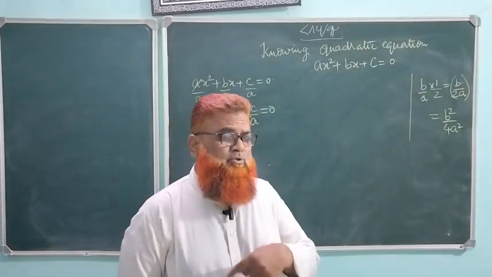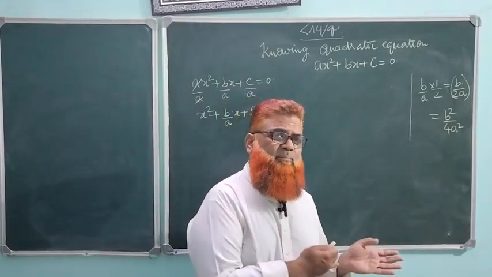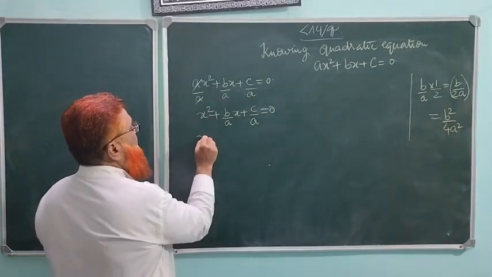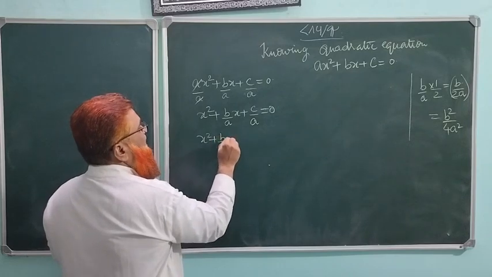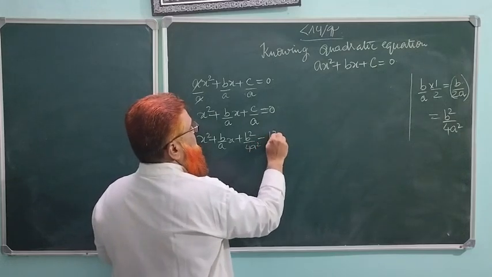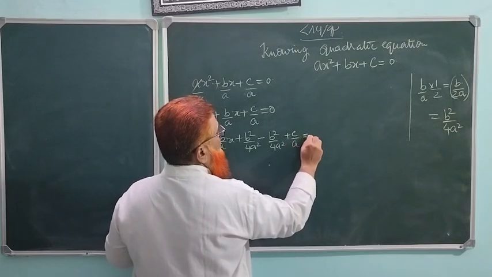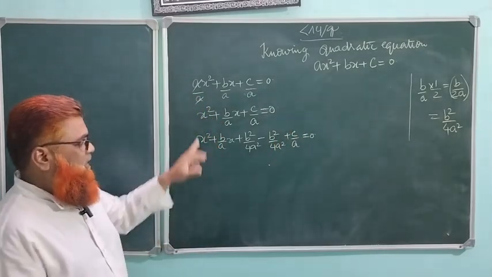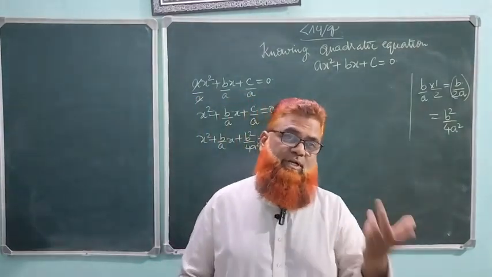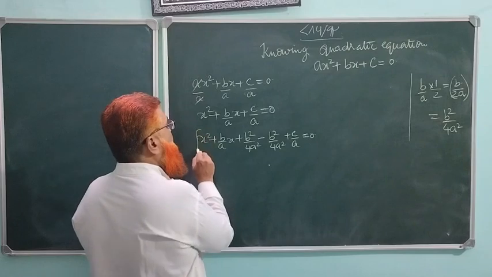Then what is the third step? You should keep recalling what was discussed in our previous video. This b square by 4a square should be added and subtracted. Here I add: x square plus b by a into x plus b square by 4a square, then subtract b square by 4a square plus c by a, which is equal to 0. So here we had 3 terms, and now 2 more terms are added, plus b square by 4a square minus b square by 4a square.